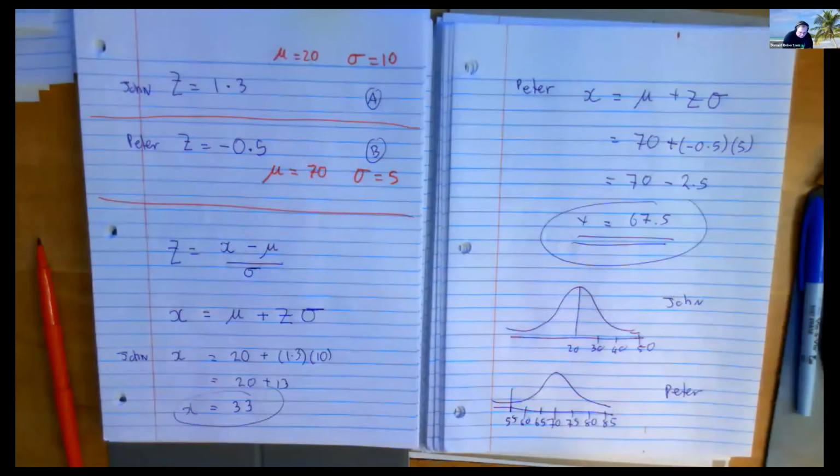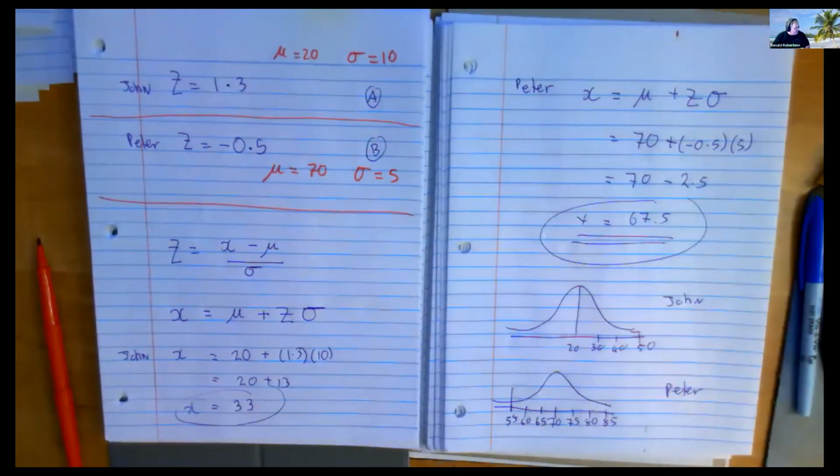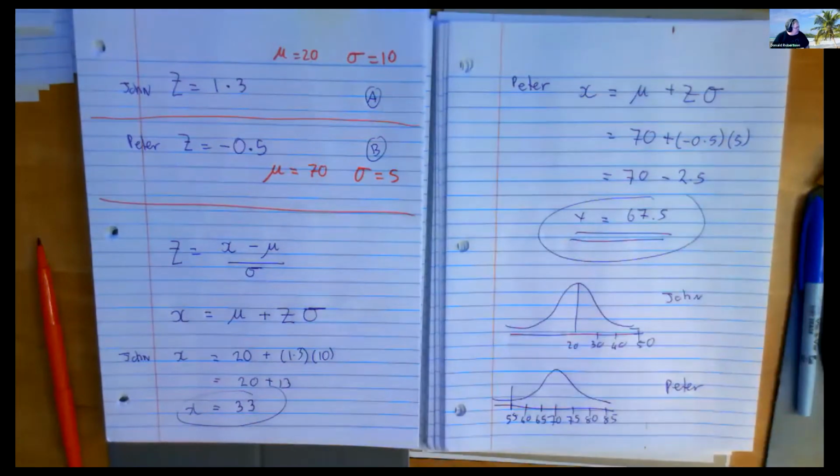So can you imagine if they met up and they said, what did you get in the test? And John said, well, I got 33. And Peter would say, hey, I beat you. I got, what did he get again? I've lost it. I got 67.5. It's almost counterintuitive that that's a better score than this. And better just means it's harder to get 33 in this class than it is to get 67.5 in that class.